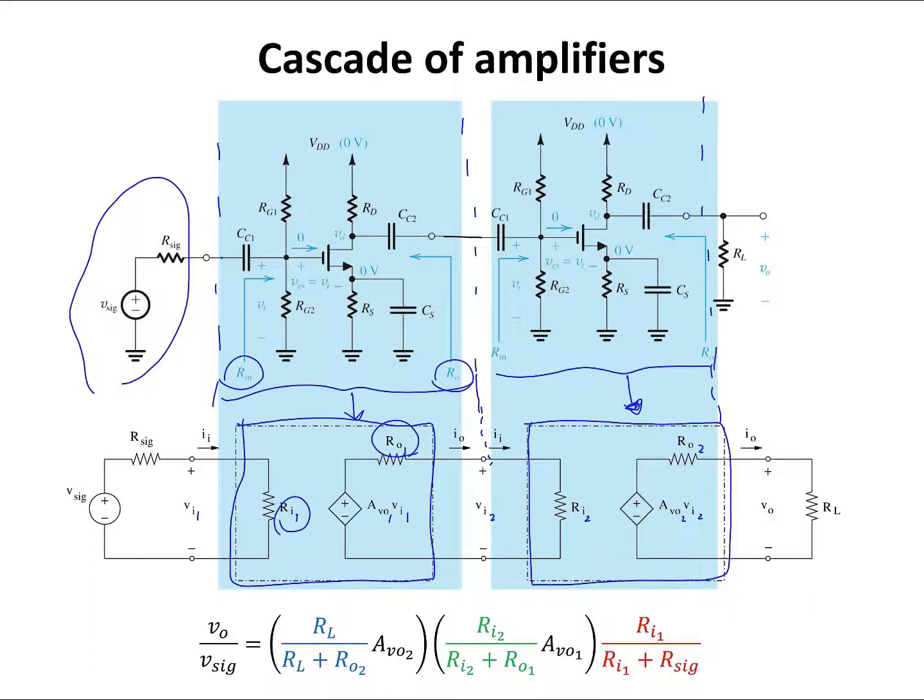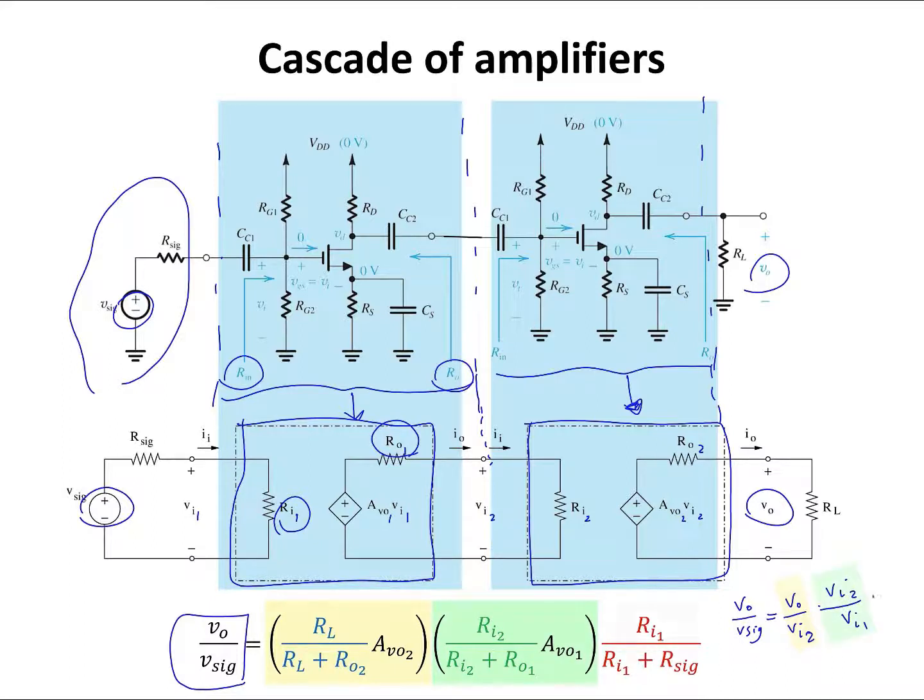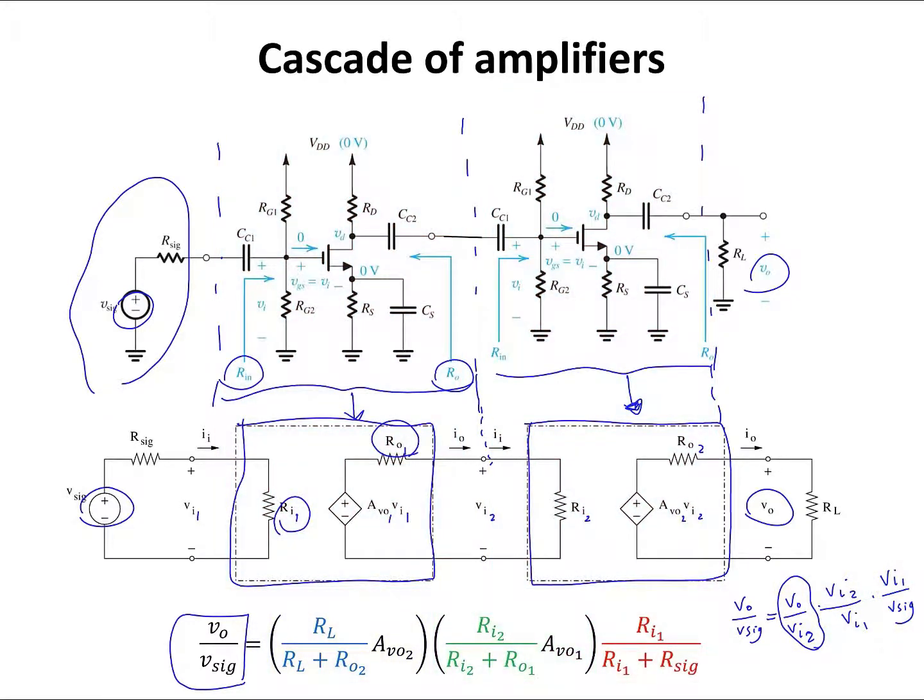Vout over V signal, this Vout over this V signal equals the same thing as here, Vout over V signal, but from the bottom circuit we can write Vout over V signal equals Vout over VI2 multiplied by VI2 divided by VI1 multiplied by VI1 divided by V signal. And each one of them I can find using the voltage divider network that I can see in the bottom circuit.